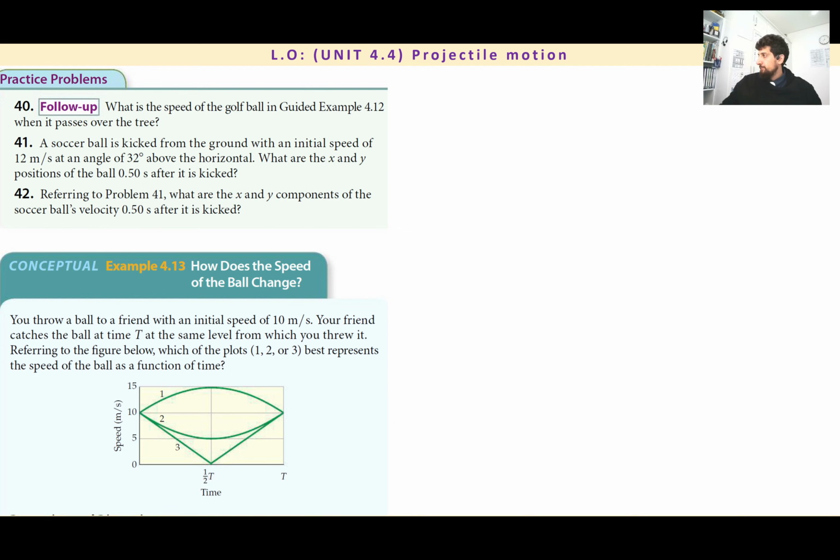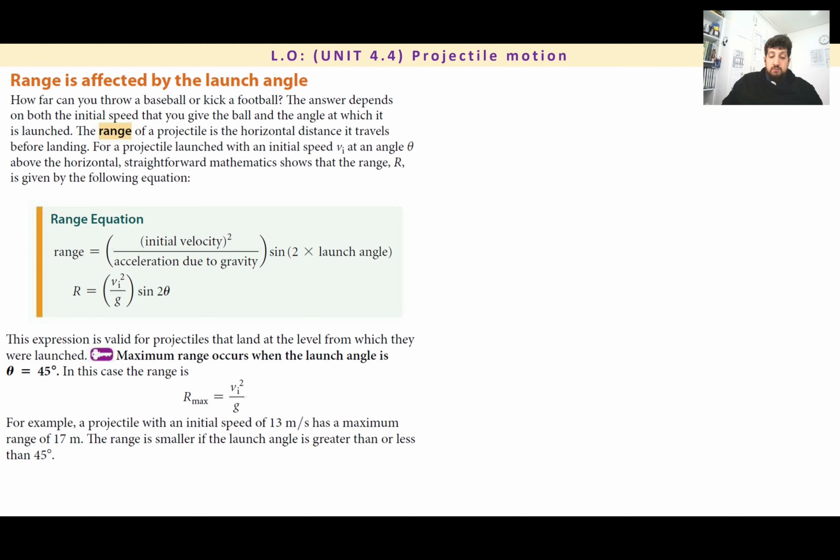Okay, moving on. Range is affected by launch angle. When you kick a ball, if you're playing football, and you kick a ball straight on the ground, then the range is going to be a lot less than if you kick it high up in the air. And if you kick it really high up in the air, then it's going to spend a long time in the air, but it's not going to go a huge range.